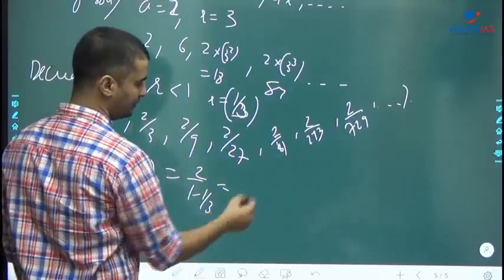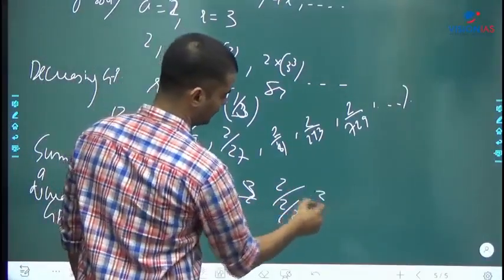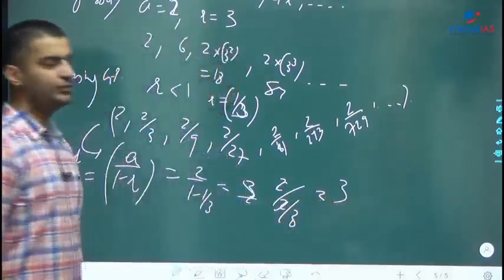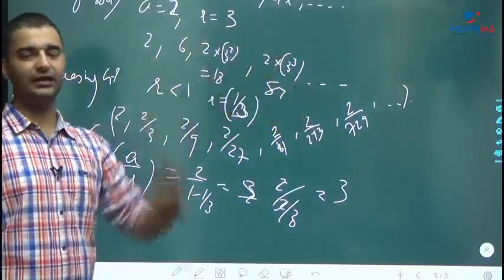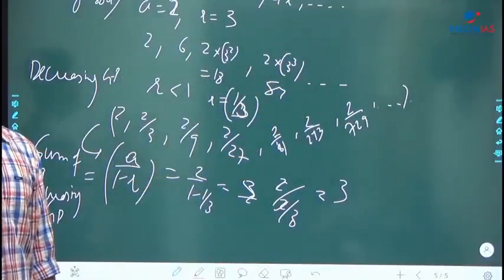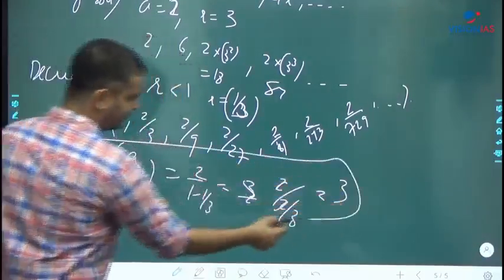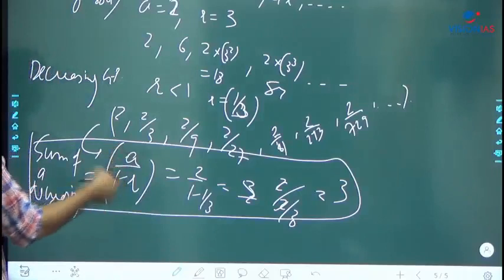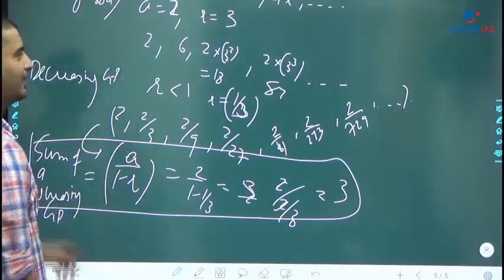2 upon 2 upon 3, which is 3. 2 upon 2 upon 3, 2 cancels 2, giving 3. This would be the sum of this GP. The first term is 2, and the sum of all the remaining terms together is 1. So this is going to be the sum of this infinite geometric progression, 3. Sum of a decreasing GP is finite, given by the formula a upon 1 minus r. Okay.